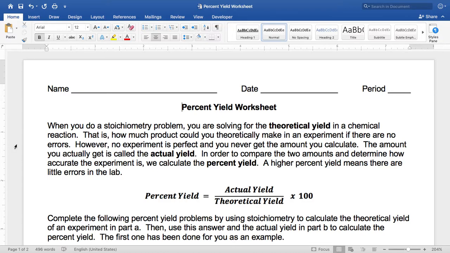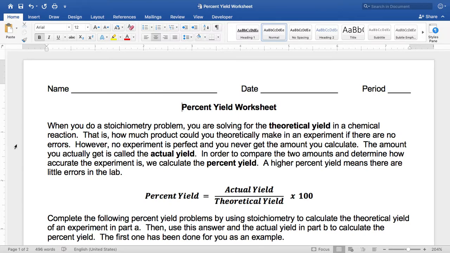Now, there's an equation that is used to calculate percent yield. Percent yield equals the actual yield divided by the theoretical yield, and then you multiply by 100 to turn it into a percent. The actual yield is what you get in an experiment. So you go into the lab, you do the experiment, you get a certain amount. The theoretical yield is what you should have gotten if everything went right. And then we can use the percent yield to determine what percentage we actually got.